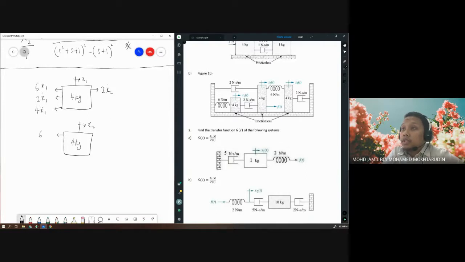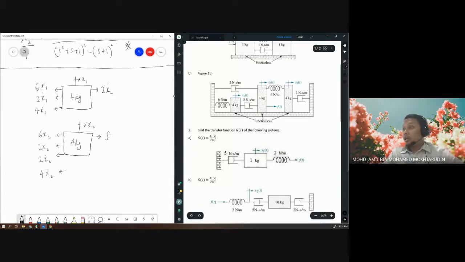Okay, so first is 6X2 from the spring, and then we have from the top damper and the bottom damper, 2X2 dot. And then we have the inertia because of the mass. So we have 4X2 double dot. And then on the box X2, we have the input force F. So we need to consider the input force on X2. The direction is forward.